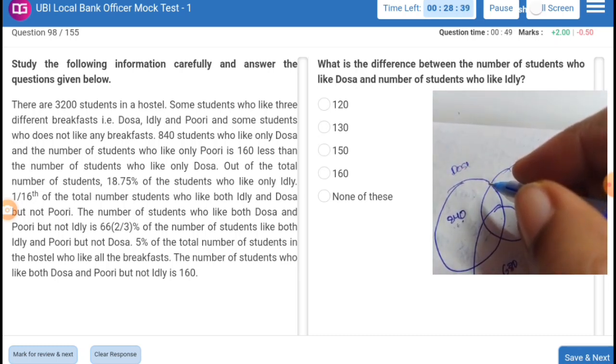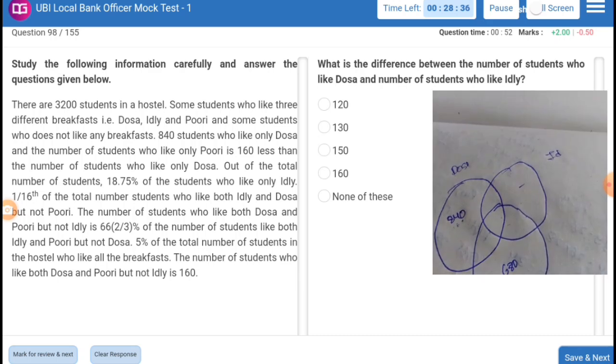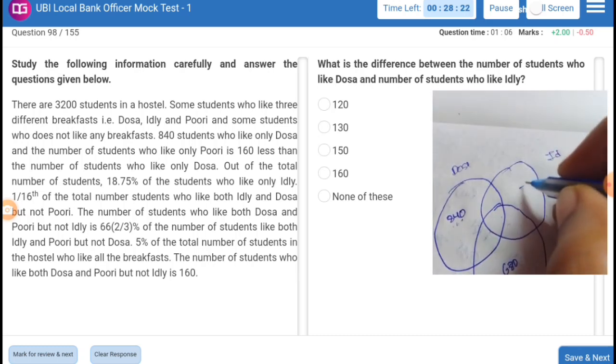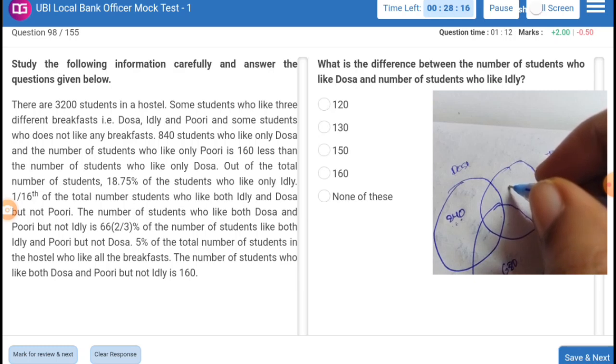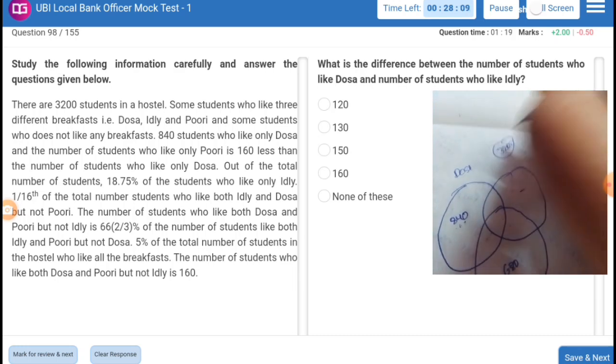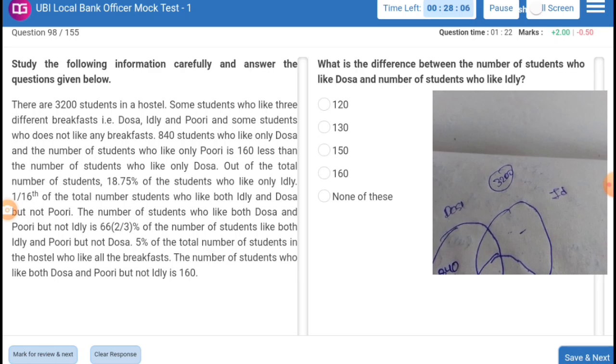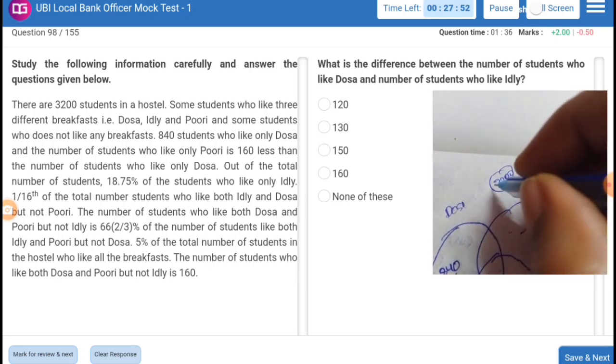Out of the total number of students, only idli, 18.75, 75/4x. 1/6 of total number of students, 1/16. So overall 3,200, and 1/16, 200.